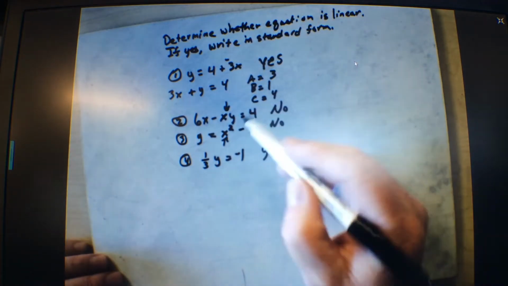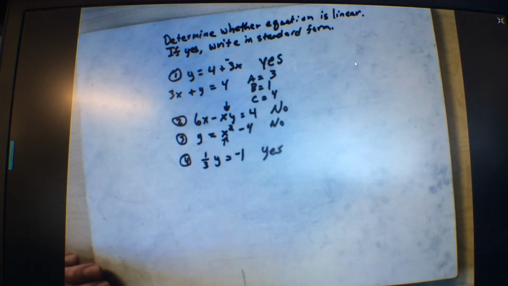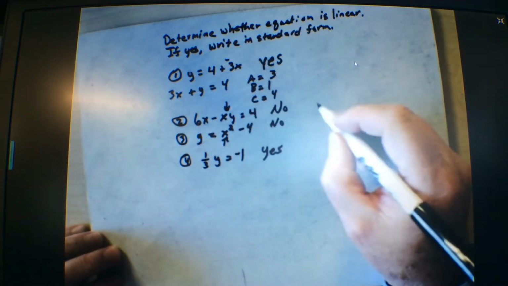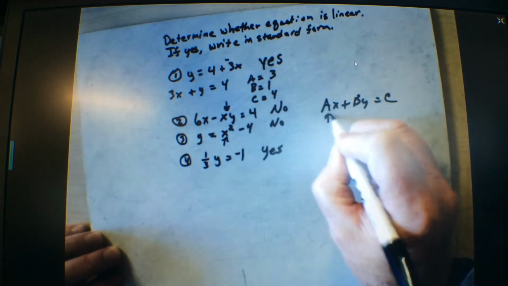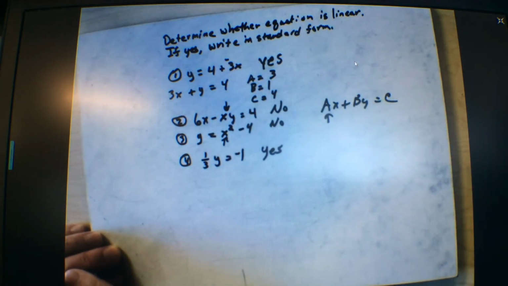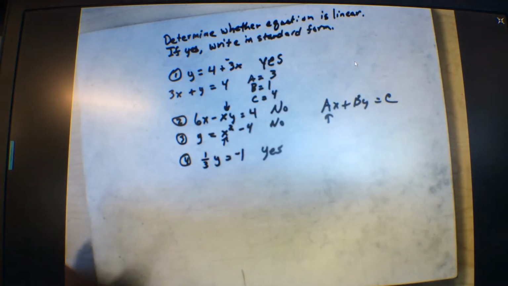Because you see this up here in standard form? x could be 0. I erased it. In standard form, a could be 0, right? Remember, it goes ax plus by equals c. Isn't a an integer? Isn't 0 an integer? And what's 0 times x? 0. So we don't need to have an x. Can we have it? Can we not have a y?